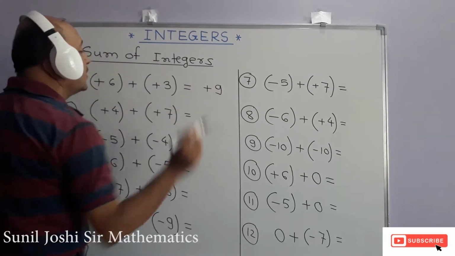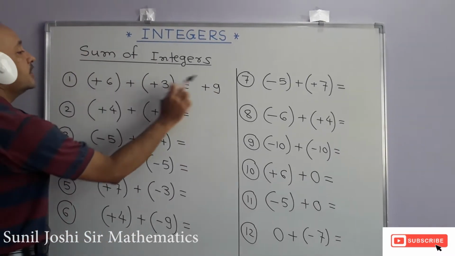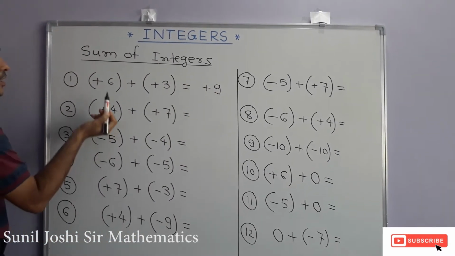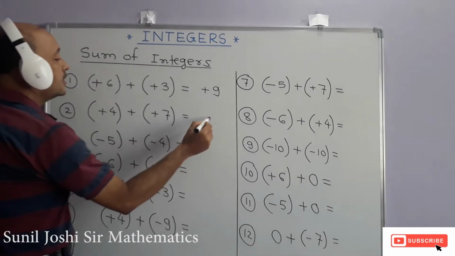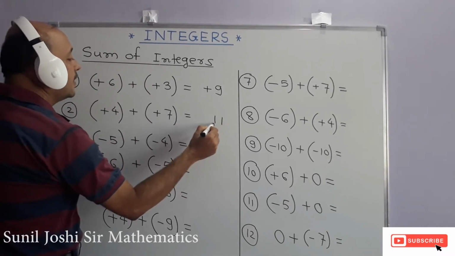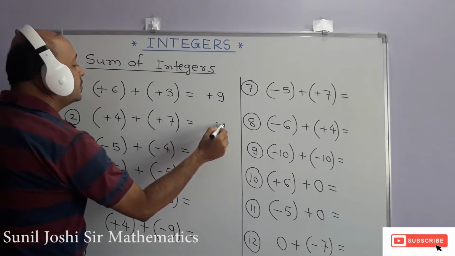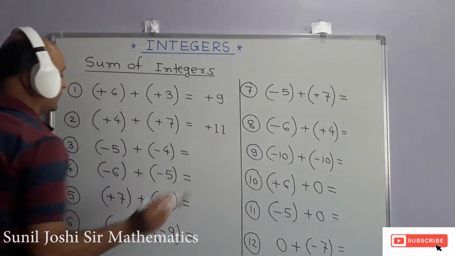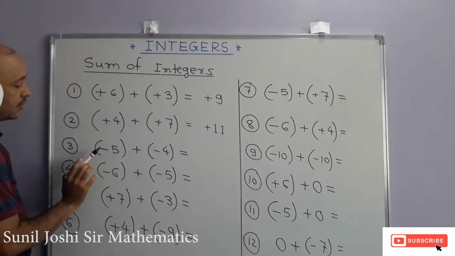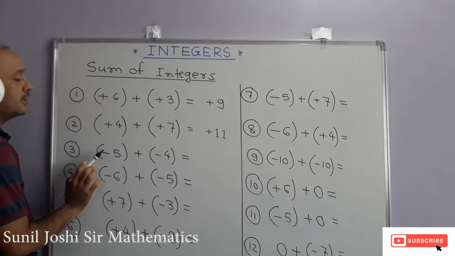6 plus 3 is 9. The sign, positive plus positive, remains positive. Similar example, 4 plus 7, the answer is 11. Both are positive, so the answer is positive. So see here, students, very important, many students make mistakes here.